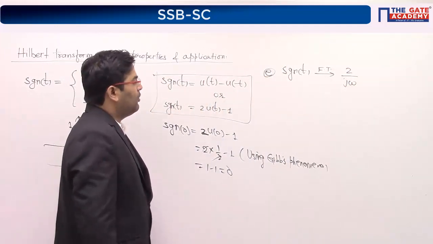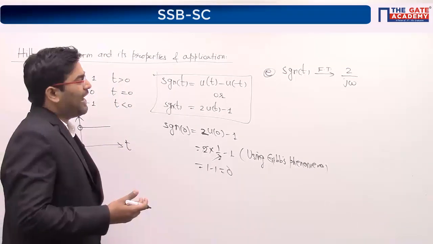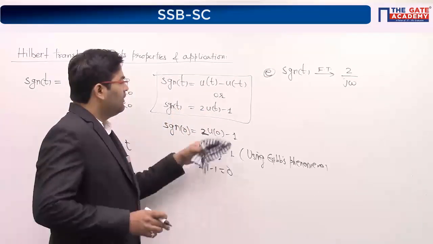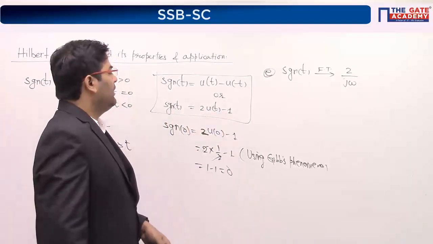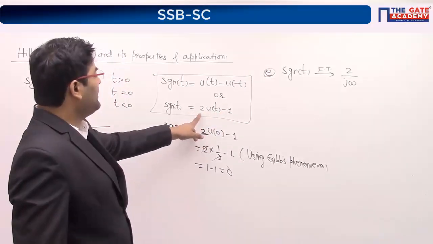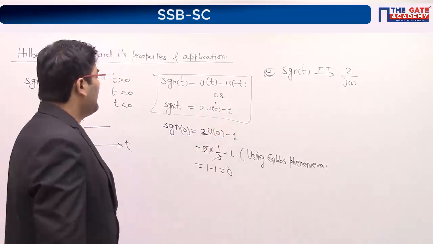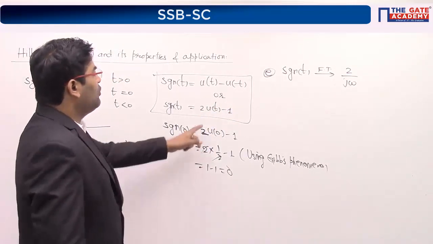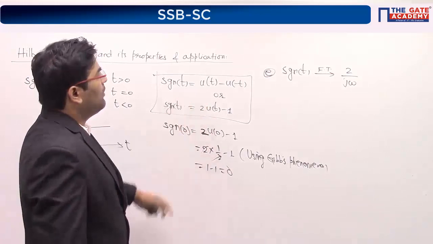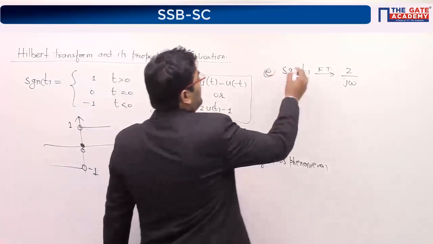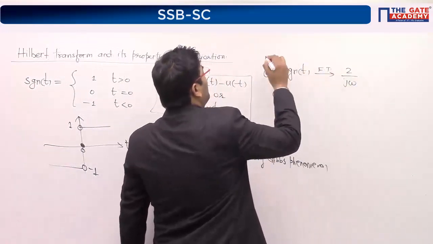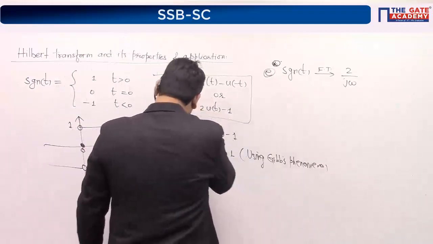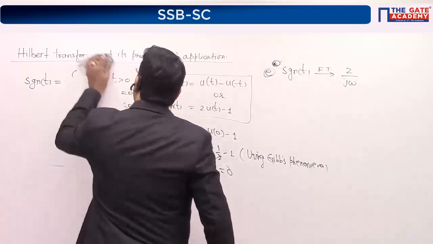Two by j omega. You need to understand that signum t is equal to 2u(t) minus 1. So you can think of it as finding the Fourier transform of this, and you will get 1 by j omega. Sorry, 2 by j omega, but the DC term will not have any impact. So this is a very good derivation. You can do it later, but I will not do it here. So those who don't remember the formula, please take it down. It is 2 by j omega.